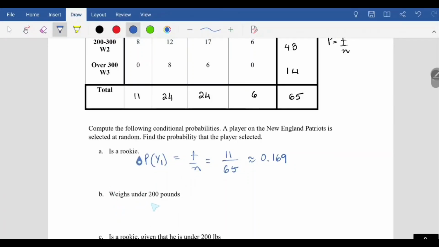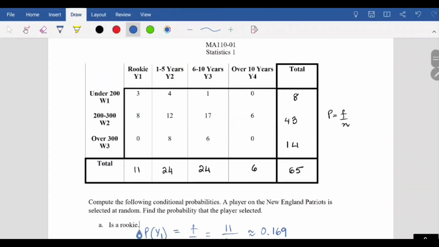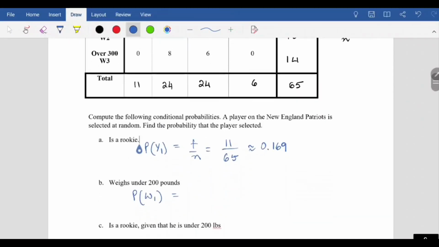Part B is weighs under 200 pounds. So under 200 pounds again is a pretty straightforward calculation. It's probability of W1. So under 200, you have to pick the total number for those under 200, which is 8. Again, same formula F over N, but this time it's 8 over 65, which is going to give us a value of 0.123.